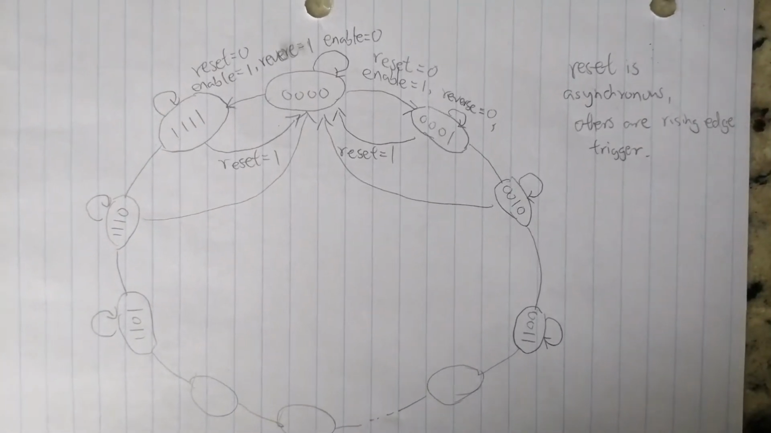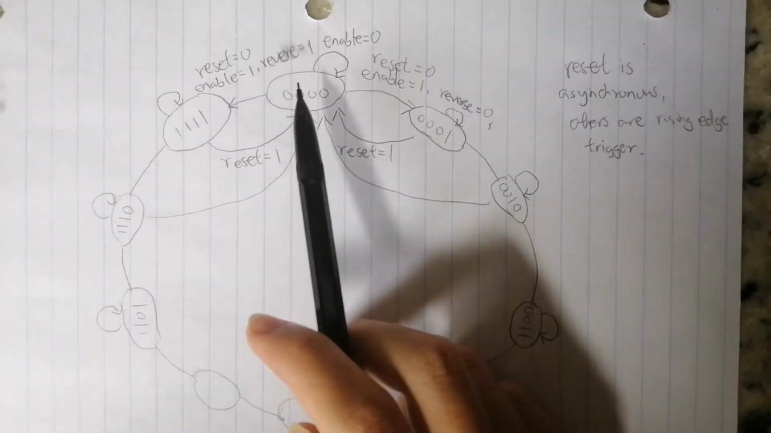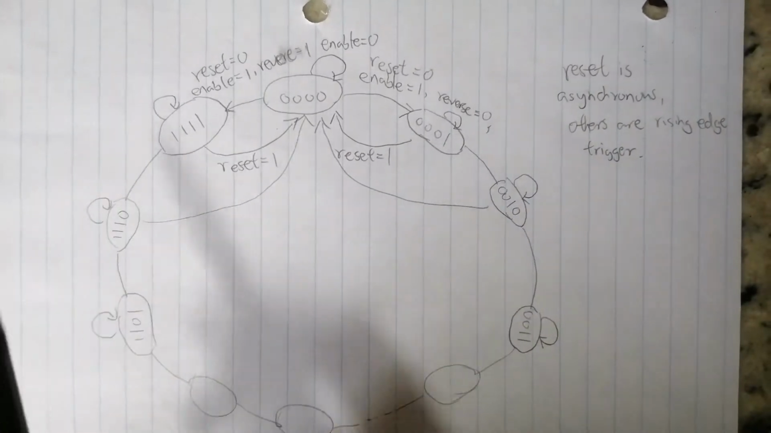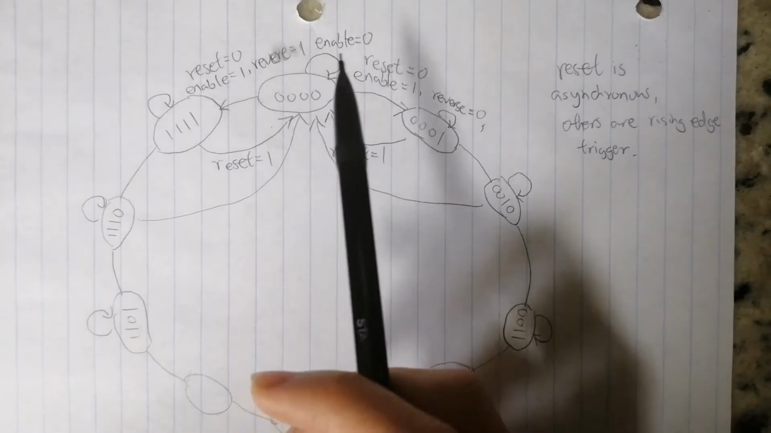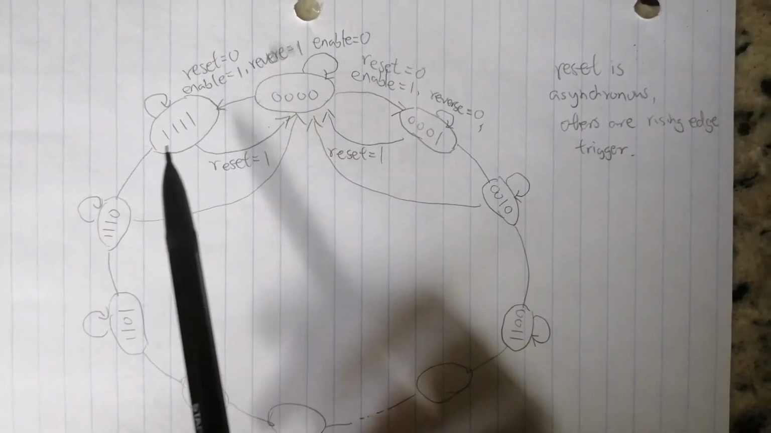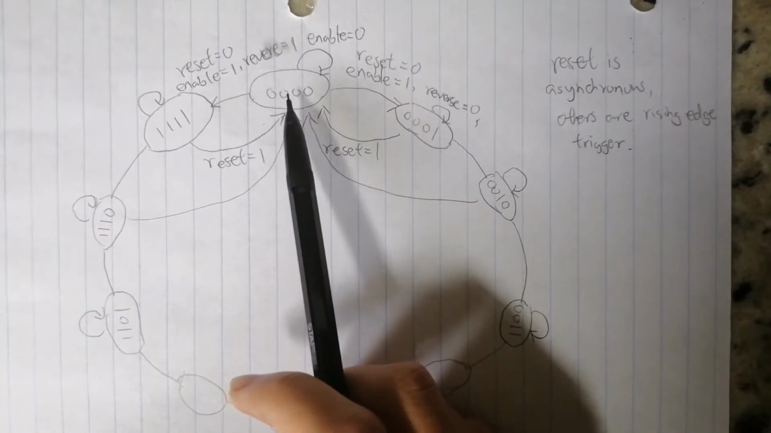Hi, this is my Advanced Hardware HW2. This is my finite state machine for counting up and counting down 16-bit binary. It starts at 000.